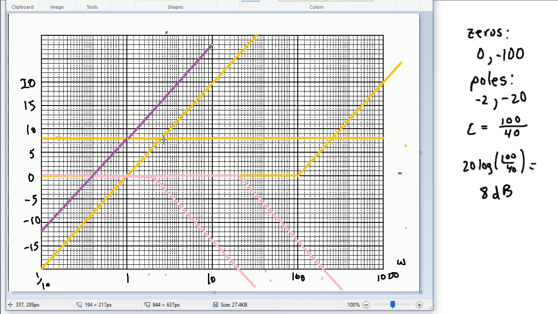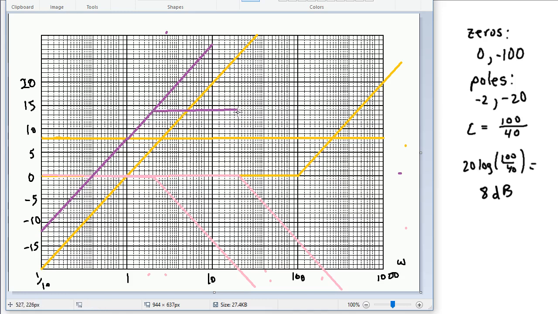But I've got this other pole term, though, that actually kicks in at omega equal to 2. And that pole term is going down at a rate of 20 dB per decade. It's going to exactly cancel the rate at which I was going up by 20 dB per decade, and this line would continue on forever. So here at omega equal to 2, right there, I know I'm going to actually level off, okay, until I get out to 20. This should be a perfectly flat line.